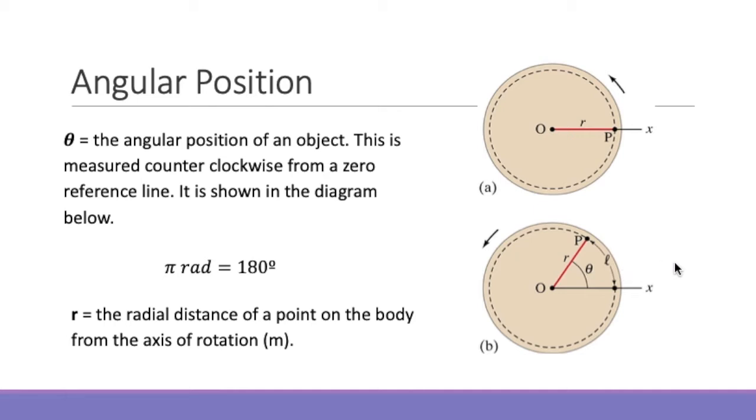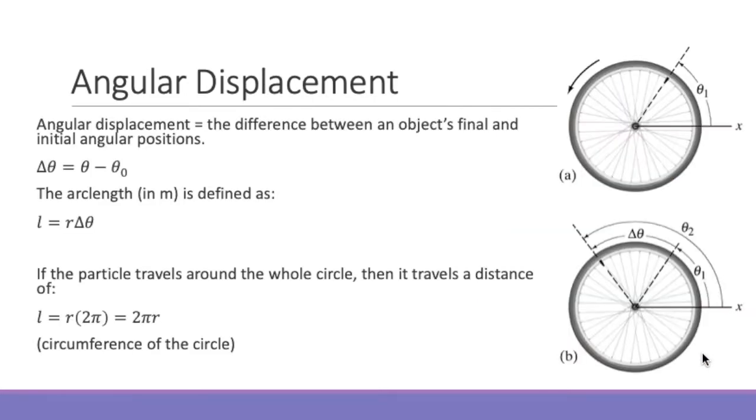Generally, for angular quantities, radians are used instead of degrees, and you can convert between radians and degrees by using this relationship where pi radians equals 180 degrees. Note that r here is the radial distance from a point on the body to the axis of rotation. So it's the radius of the circle that this point on the body makes as the object rotates.